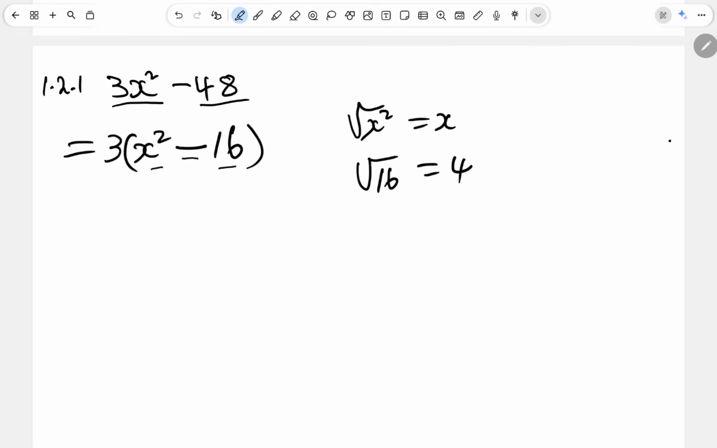So here is our final answer: 3 open bracket, open 2 brackets, x, 4. One bracket takes a positive sign, one bracket takes a negative sign. That is the difference of two squares rule, if you remember from our previous video.